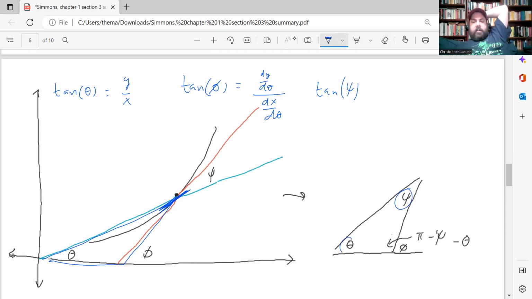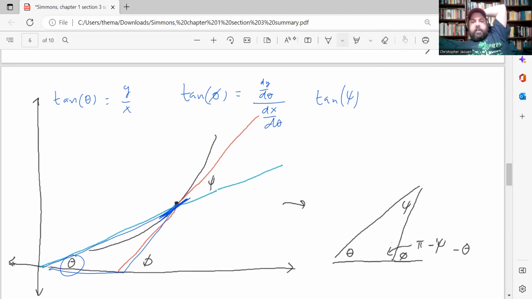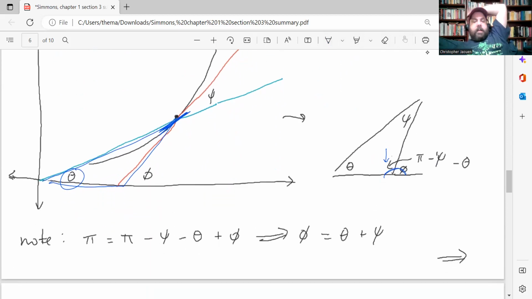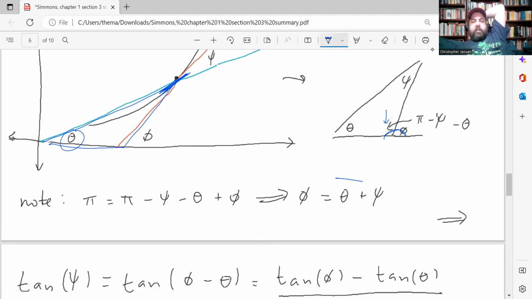So you get phi over here. This is the angle theta. And this angle then here, if you remember, the three angles of a triangle add up to 180 degrees, or in radians, that's the same thing as pi. So this angle here is pi minus psi minus theta. And because this is a straight angle, meaning that it has measure 180 degrees, or pi, that means that pi is equal to pi minus psi minus theta plus phi. And solving for phi, you get that phi is theta plus psi, right? And this is going to be the key for deriving what we need.